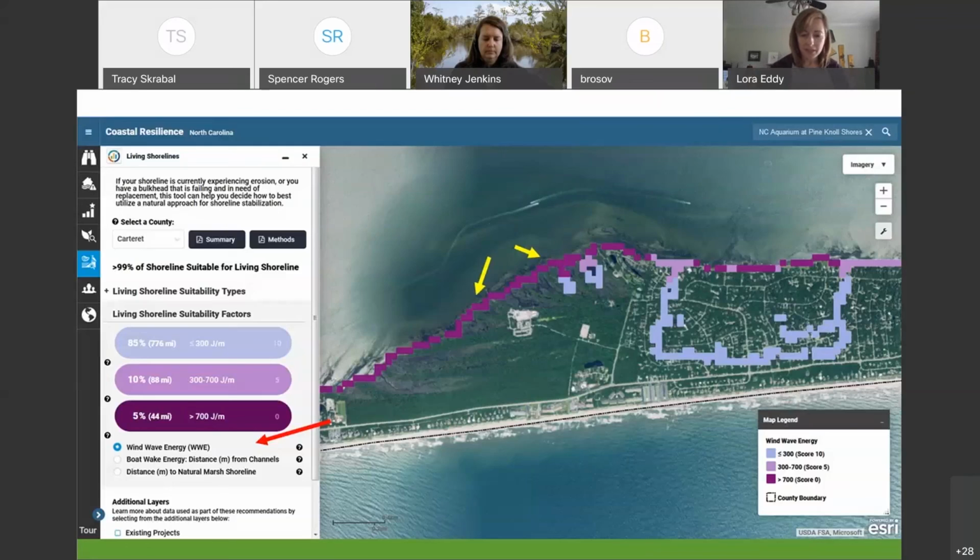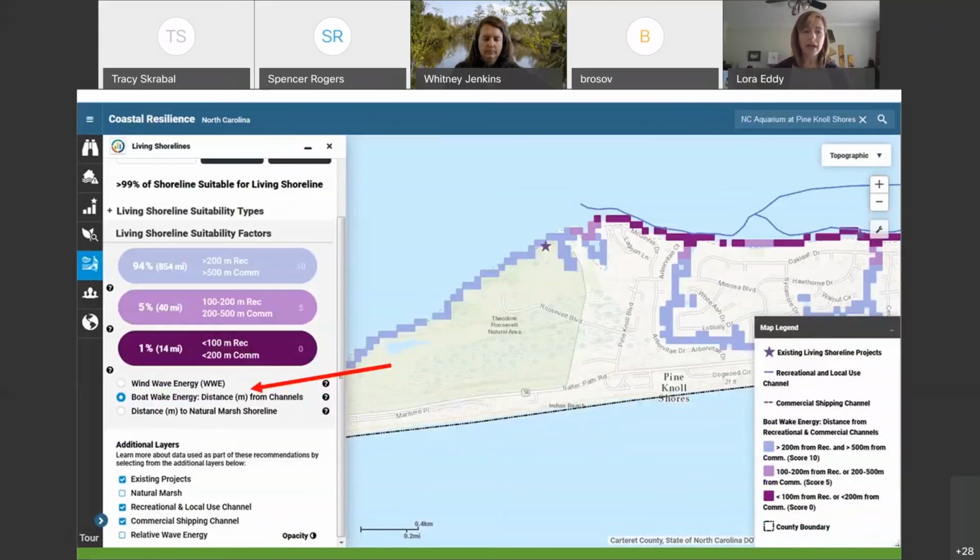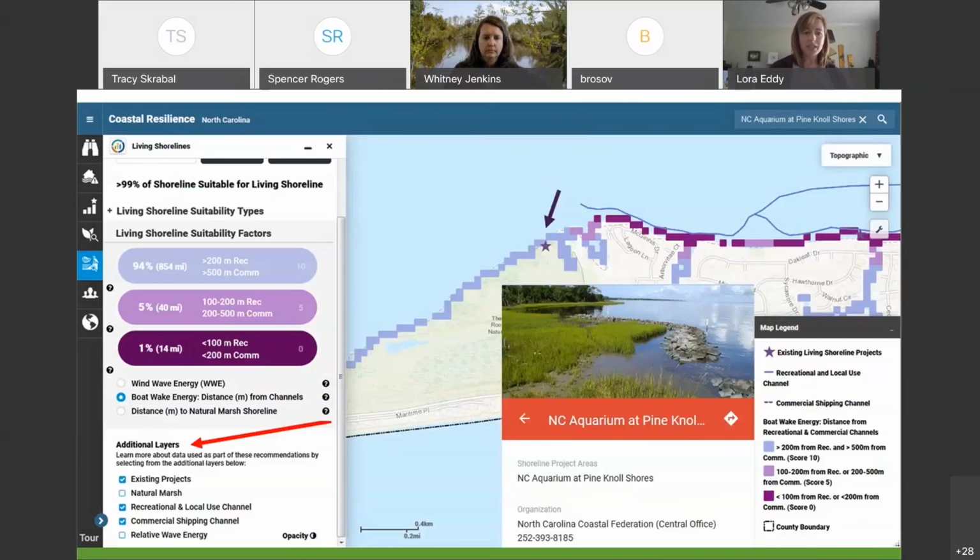Just a few more things that I want to point out. We also have the ability to look at the boat wake. You did see in the previous aerial there was a boat there, but the distance, and you can measure that with the tool, is a factor that's in there, but we can see that that's not necessarily a huge risk. It's shallow along this area. And then below the boat wake energy, we can see there's additional layers that we can look at.